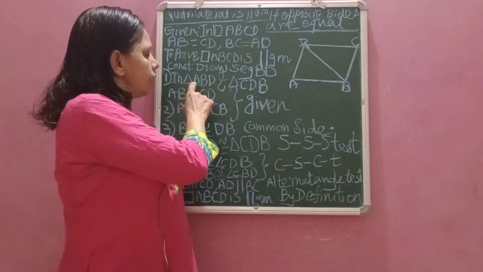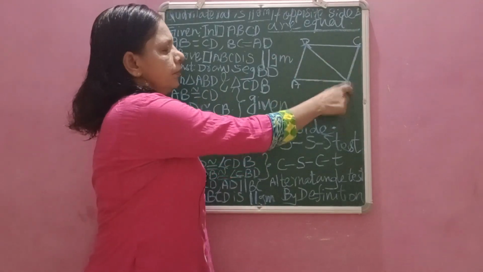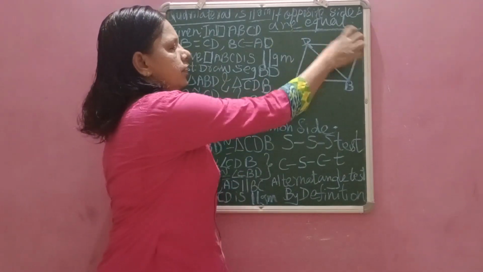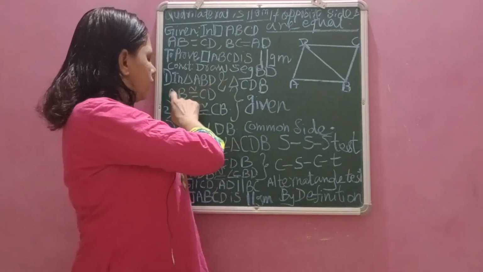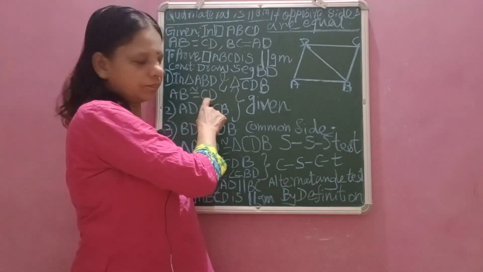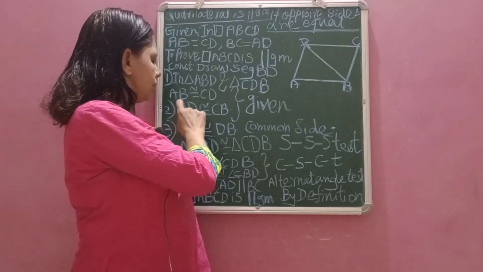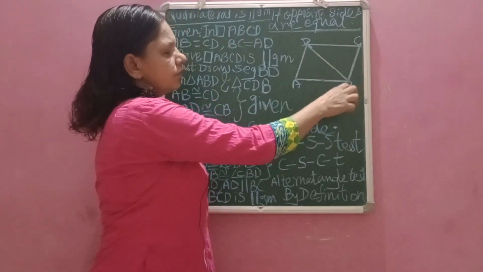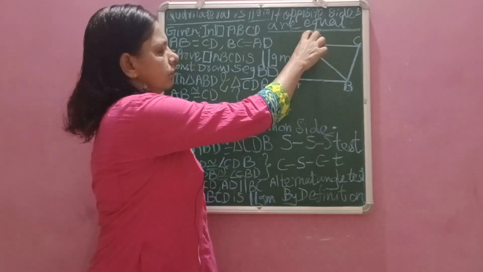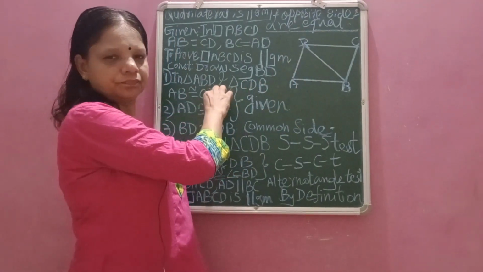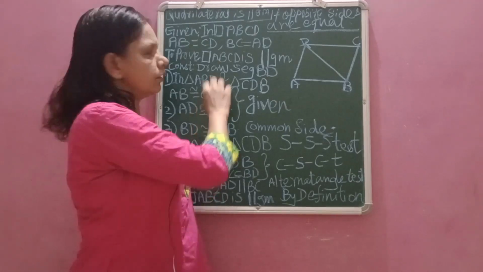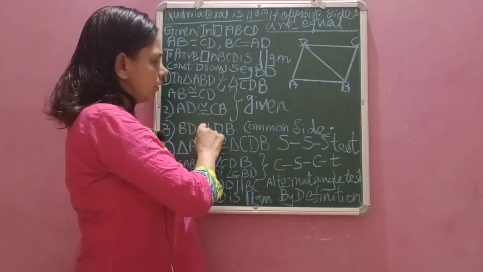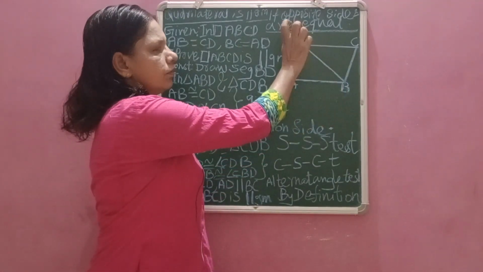That is, in triangle ABD and triangle CDB: first statement, AB congruent to CD; second statement, AD congruent to CB. What is the reason? It is given. Third statement, BD congruent to DB.